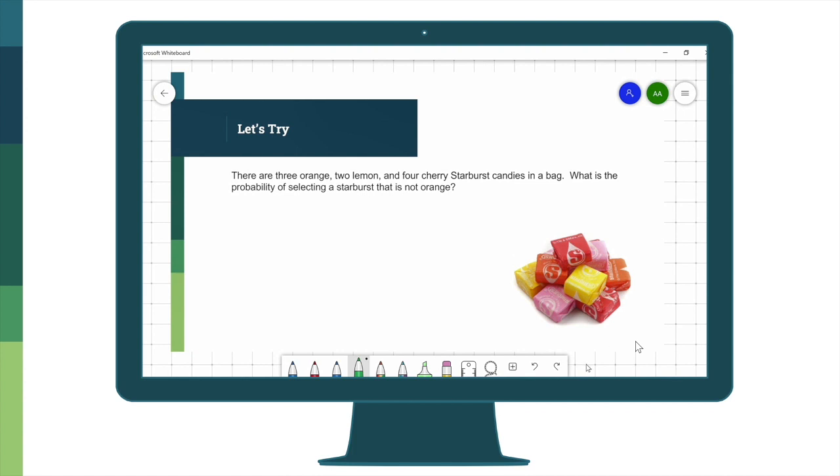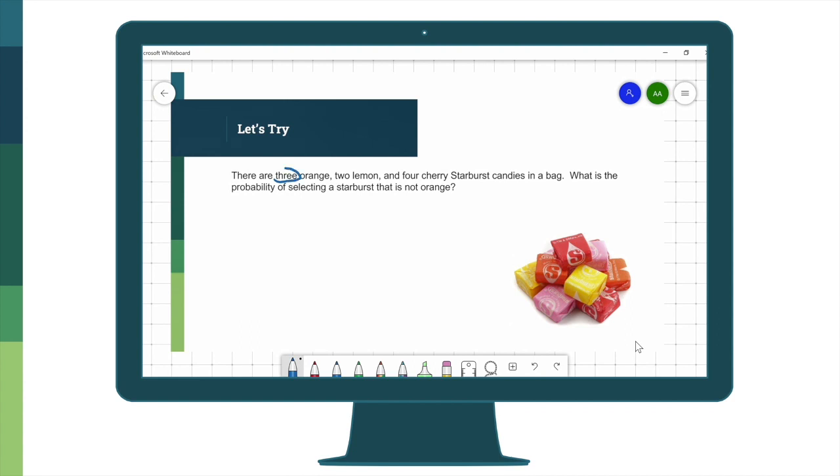So let's look at our word problem example that we have here. There are 3 orange, 2 lemon, and 4 cherry starburst in a bag. What is the probability of selecting a starburst that is not orange? Okay, so I've read the word problem so that I can see what it's asking me. Now I'm going to go ahead and apply my problem-solving strategy as cubes, which many of you are familiar with.